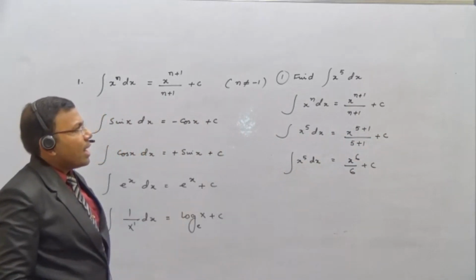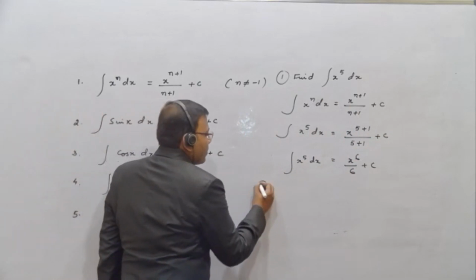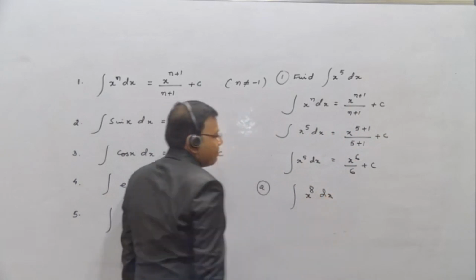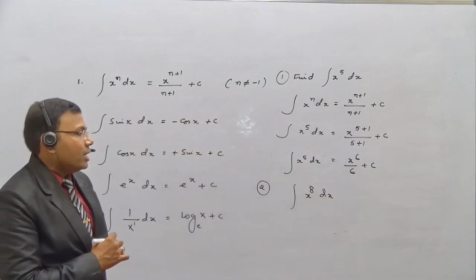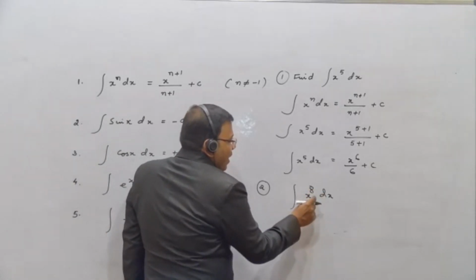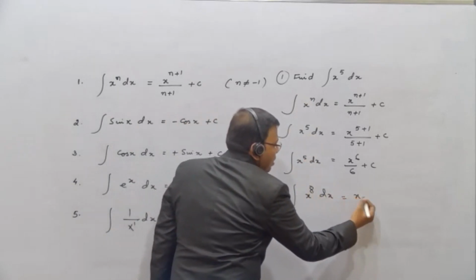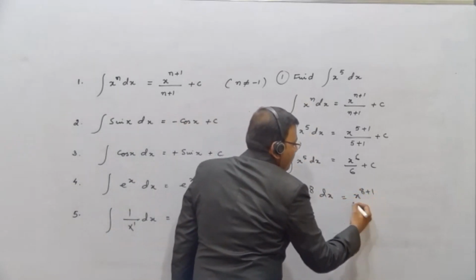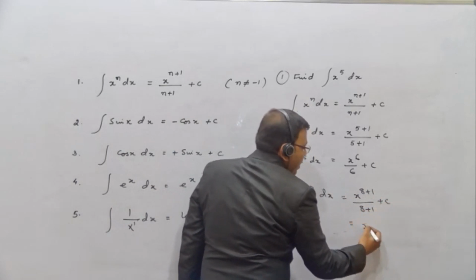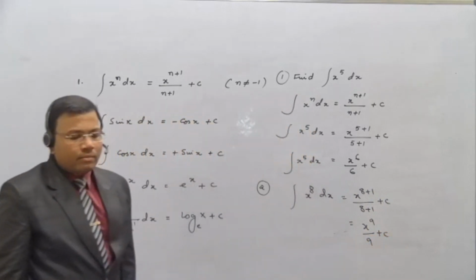Now let us go for another question. So second one, integration of x power 8 dx. So how to integrate this? Let us see. Here, what is the value for n? N value here is 8. So directly I am writing x power 8 plus 1 by 8 plus 1 plus c. That gives us the value x power 9 by 9 plus c. I hope it is clear.